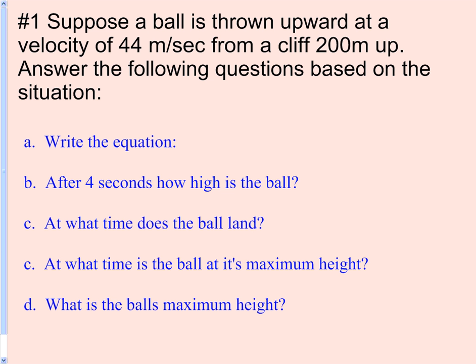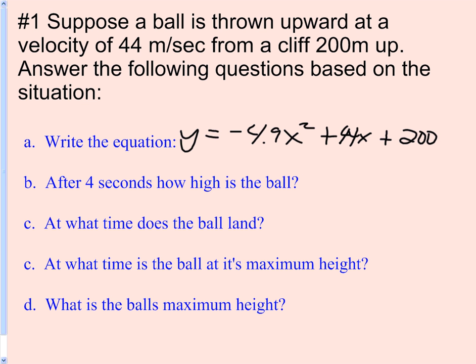The first homework problem is right here. So the equation for this one is going to start with y equals negative 4.9x squared, right? Because we're on Earth. You can assume that, by the way, if they don't tell you. And then plus, and this is where we put that velocity, 44x. And then plus, this is where we put the height we start at, 200. There we go. After 4 seconds, how high is the ball?